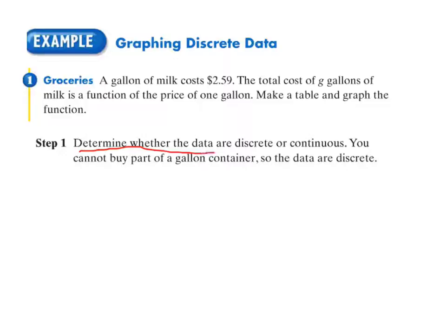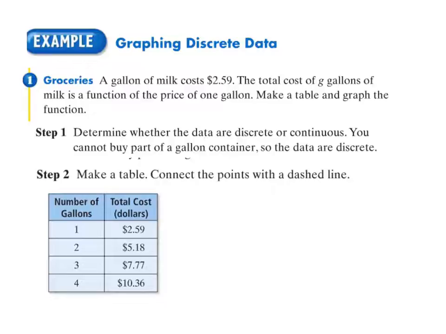Determine whether the data are discrete or continuous. You cannot buy part of a gallon container. You have to buy whole gallons, either 1 gallon or 2 gallons or 3 gallons. So the data are discrete. Make a table. Connect the points with the dashed line. So let's make a table.